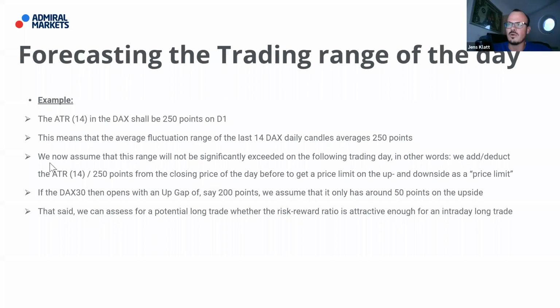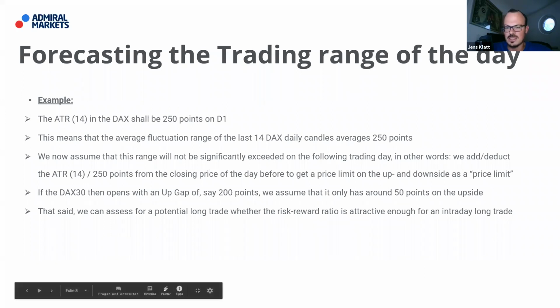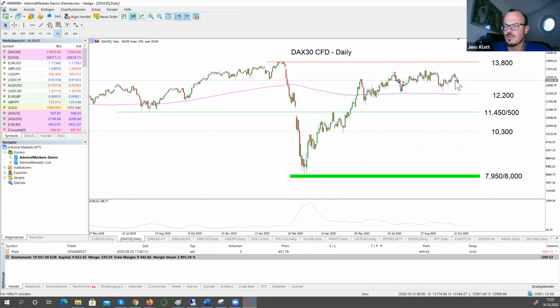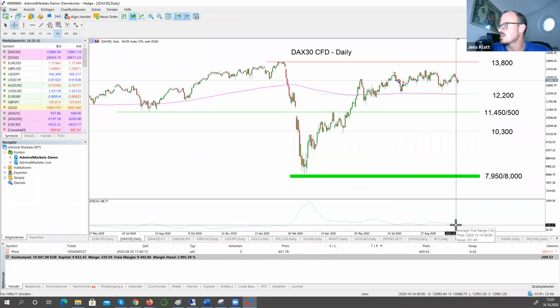And what we do now is we assume that this range will not be significantly exceeded on the following trading day. And this is also something I want to emphasize again. I want to go back to the chart, on a daily chart first of all, and then to yesterday's price action. You probably have seen how aggressively the DAX moved. And still, what we can see here is that the volatility that day was again around 200 points.